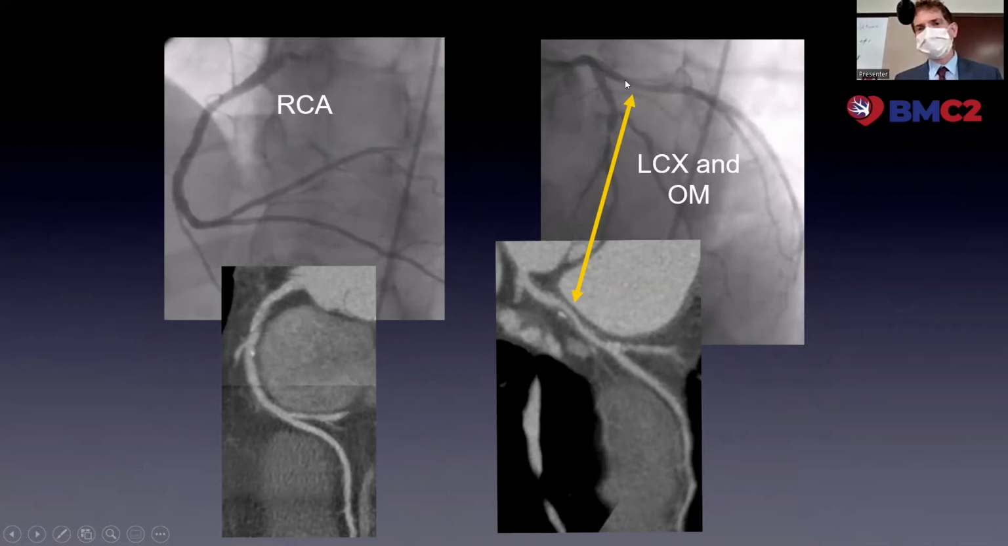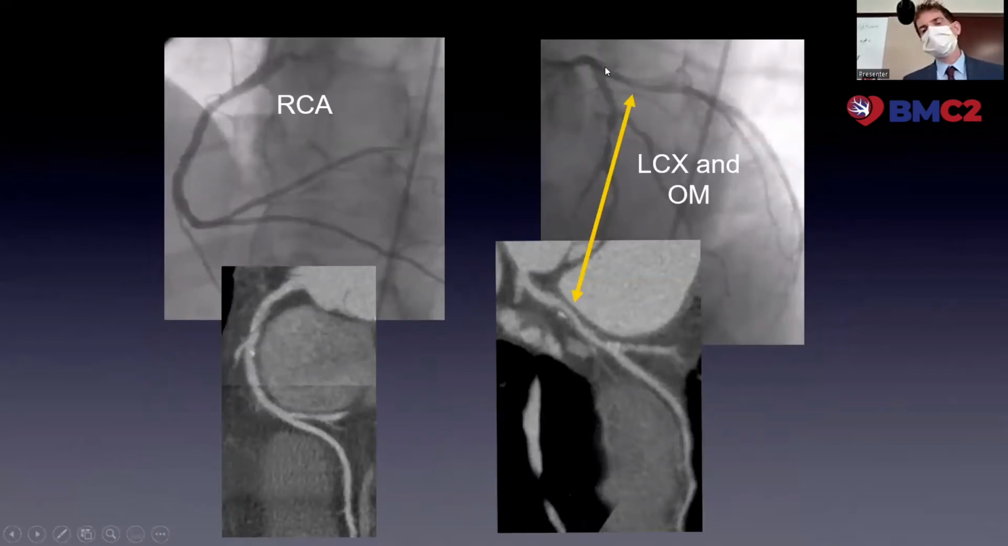Here's the circumflex, and you can see this kind of long segment where there's actually, let me start with the CT. You can see this area right here where the artery is kind of stretched outward, because this is all artery. This little thing is a little focus of calcium. This is all plaque over here, and then here's your lumen over here. So the artery is kind of stretched out, and this is some of the things that CT can show you.